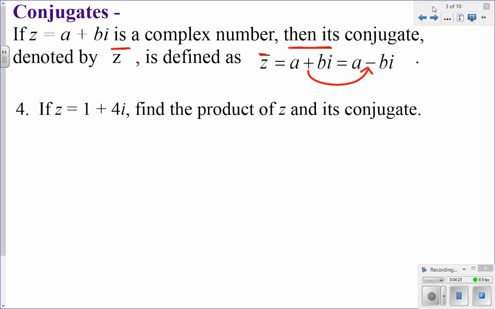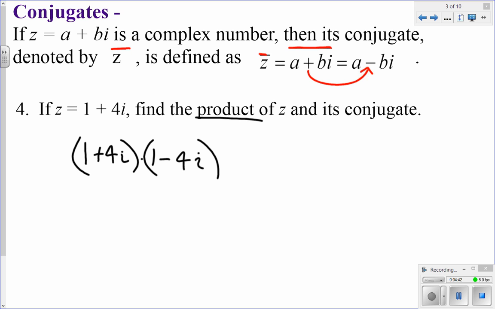So 4, if I take z, which is 1 plus 4i, and I want to find the product, meaning I'm going to multiply it by its conjugate. So its conjugate is 1 minus 4i. This should look familiar. This should look like our difference of squares. We have an addition here, we have a subtraction there. What's nice about this process is that by multiplying a complex number by its conjugate, it works out to be a real number. So when we're trying to rationalize denominators, that's going to help us out.